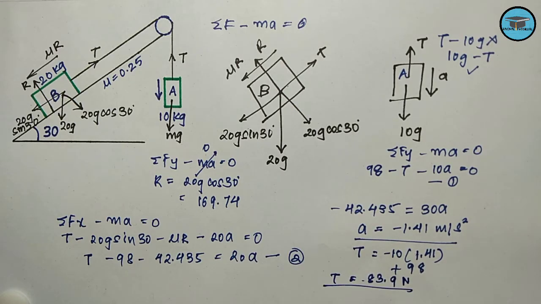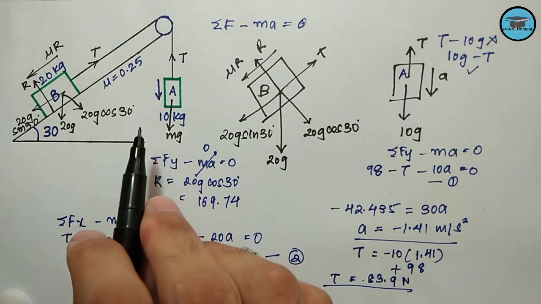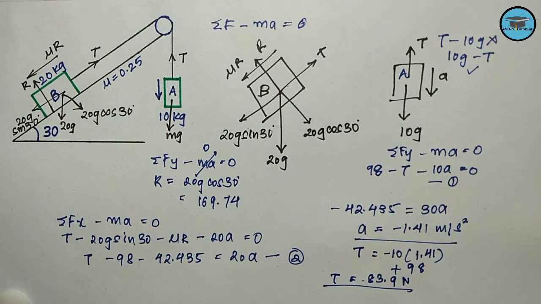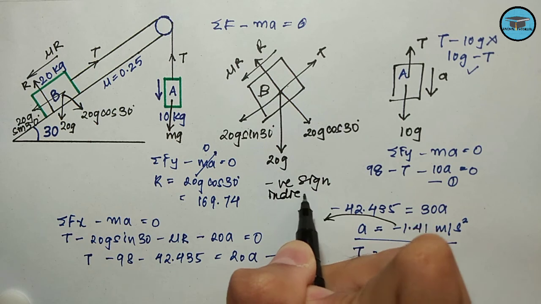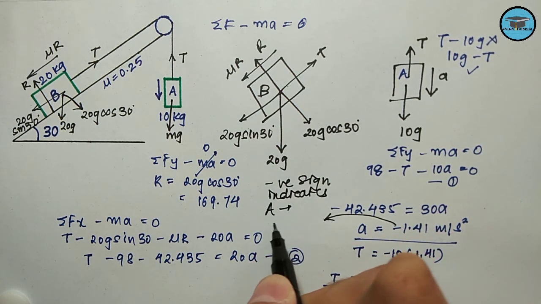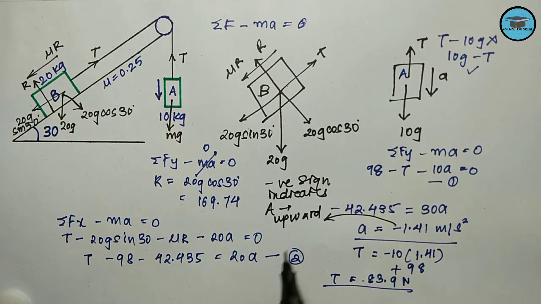Okay, now here we have not taken the negative sign of the acceleration. Actually, this negative sign indicates that the motion of the block A is not in the downward direction, but A is moving in the upward direction. So let us note it, this negative sign indicates A moves in upward direction. So we have concluded from the negative sign that block A moves in the upward direction with an acceleration of 1.41 meter per second square. So there is no need to take the negative sign in this equation.